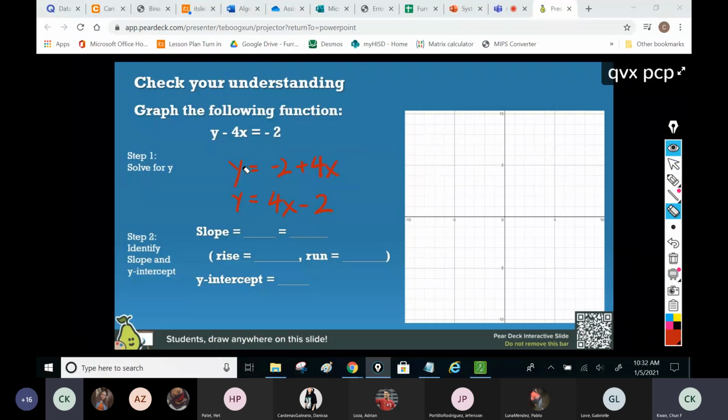Take a look at my screen real fast. So right here, plus 4x, plus 4x, and then these two will cancel out. So y equals, and then on the right side right here, this is going to be a positive 4x. So 4x minus 2 like this. Okay, there you go, like that.